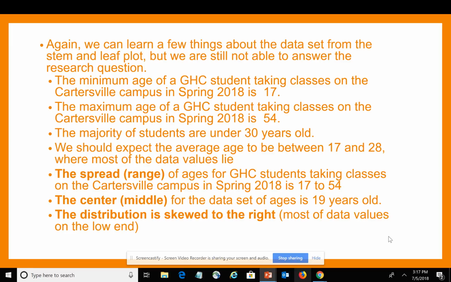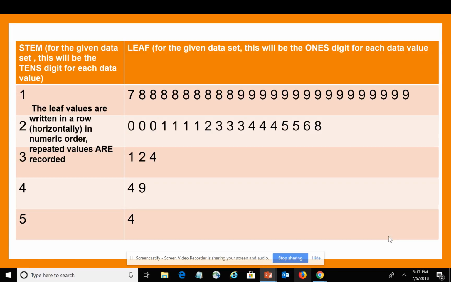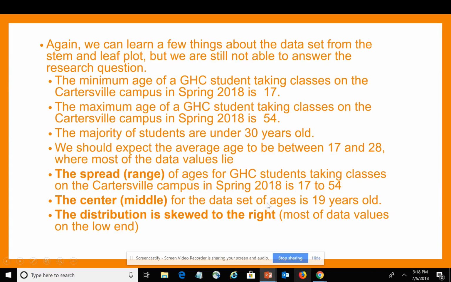Again, we can learn a few things about the data set from that stem and leaf plot, but we still can't really answer the question of what is the average age. We can see that the minimum age is 17, the maximum is 54, the majority of students are under 30. If you go back and look, you'll see that most of the data are within the first 2 rows. And so we can say that the majority of them are under 30. We would expect the average age to be between 17 and 28. Again, that's because that's where most of the data lie.